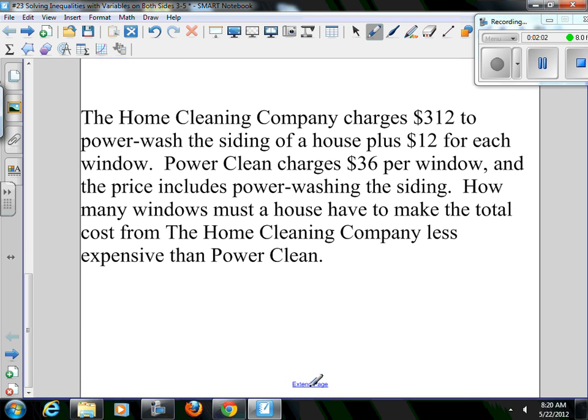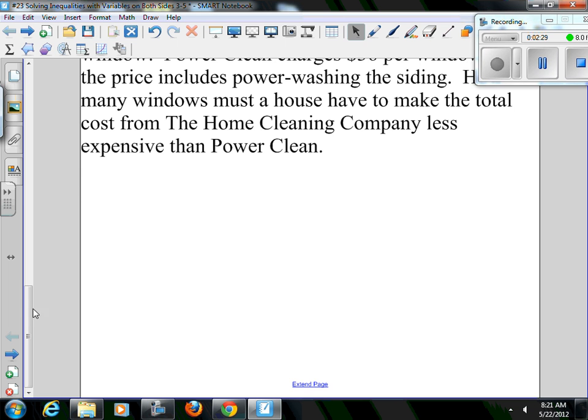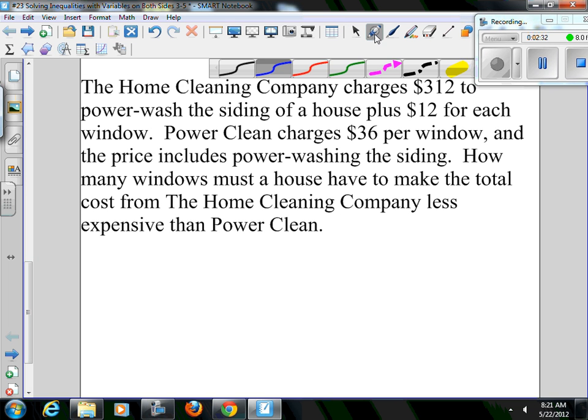Now this one. The home cleaning company charges $312 to power wash the siding of a house, plus $12 for each window. Power Clean charges $36 per window, and the price includes power washing the siding. How many windows must a house have to make the total cost from the home cleaning company less expensive than Power Clean? So, first thing I'm going to do, that should have been a question mark on the end.